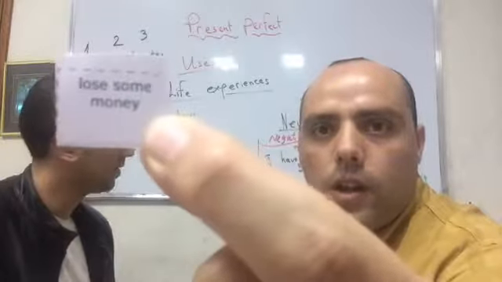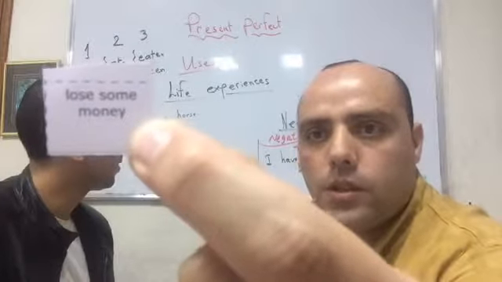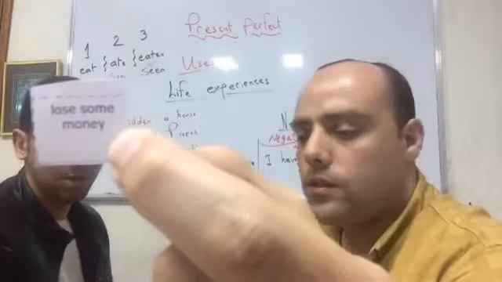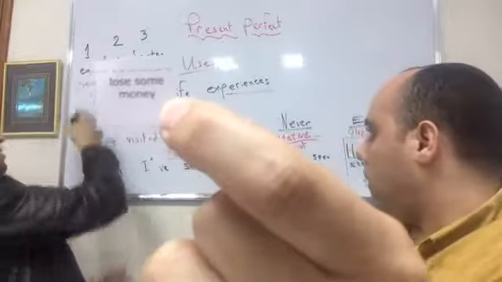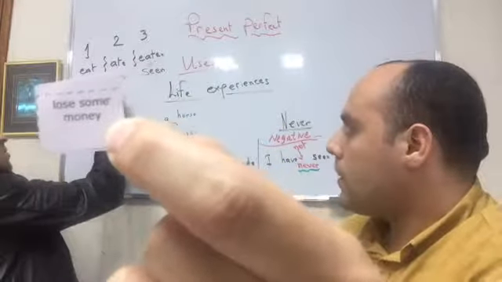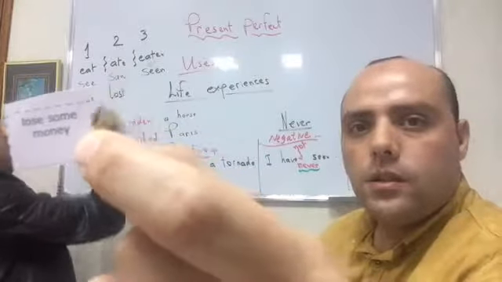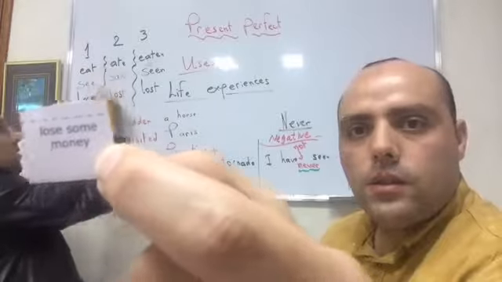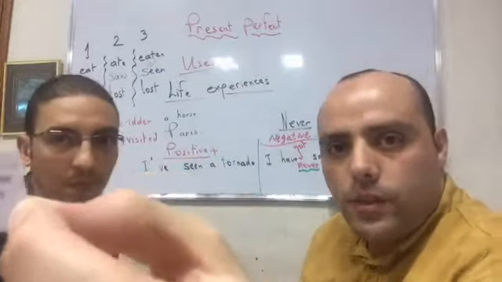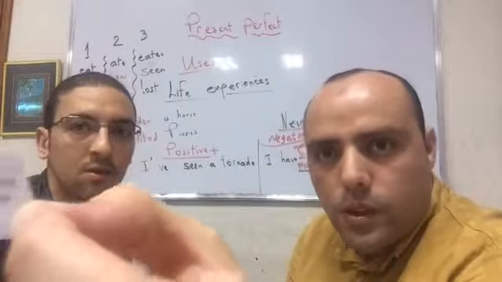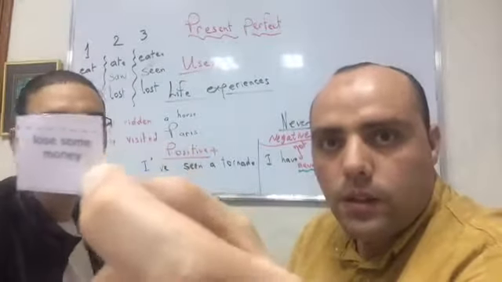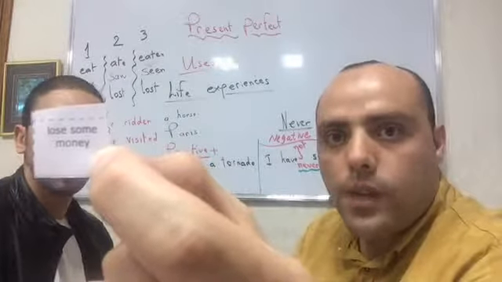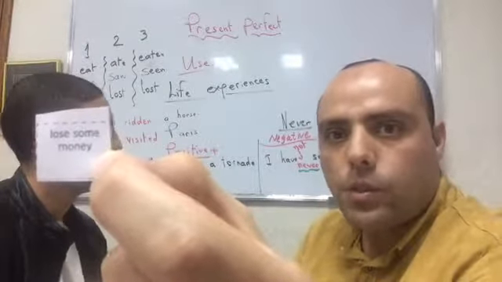Here we need you to form a question and an answer. Lose some money. I'm going to help you again. Lose is an irregular verb. The past of it is this, and the past participle is. Here we have a question from Nana: Have you ever seen a hurricane? That's a very good example. If I'm going to answer, I'm going to say yes, I have, or no, I've never seen it before. Thank you so much, Nana.